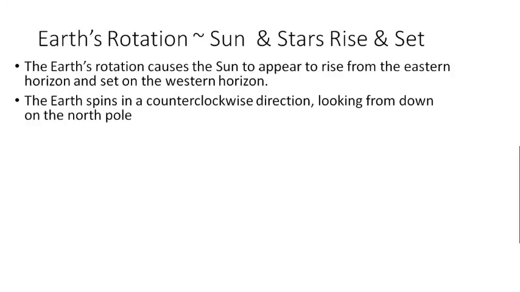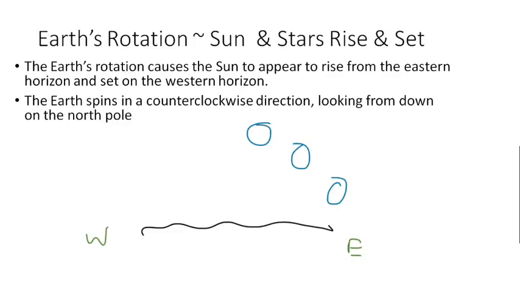So we're all pretty familiar with the idea that if this is my horizon, it appears that the sun rises in the east and sets in the west. So here's my sun going across the daytime sky. We have noon, it's highest in the sky, and it sets.